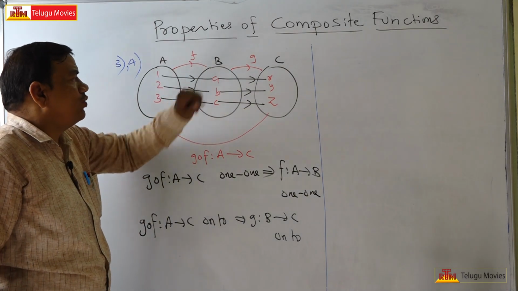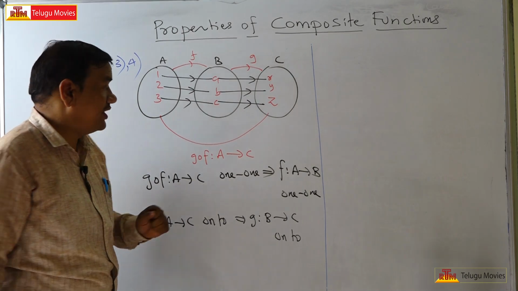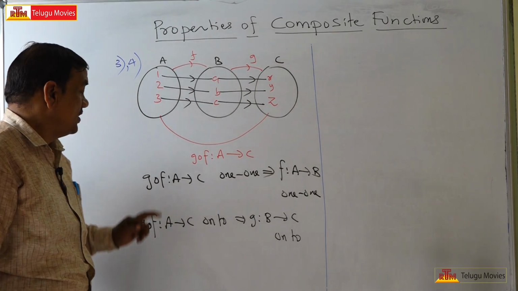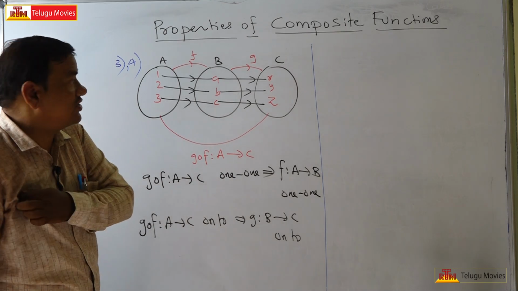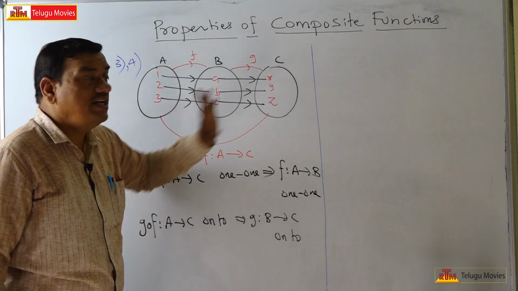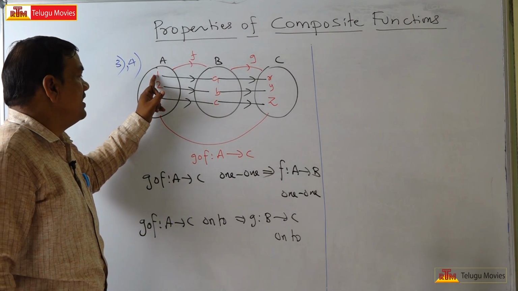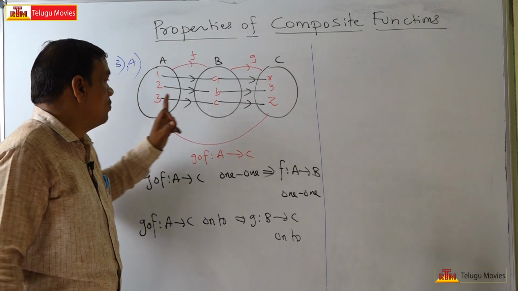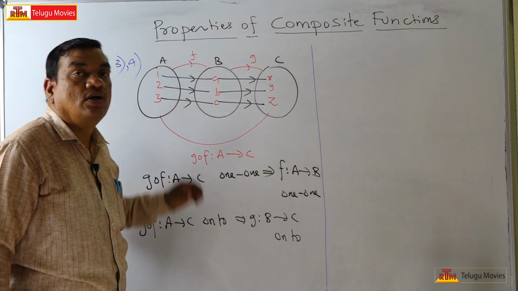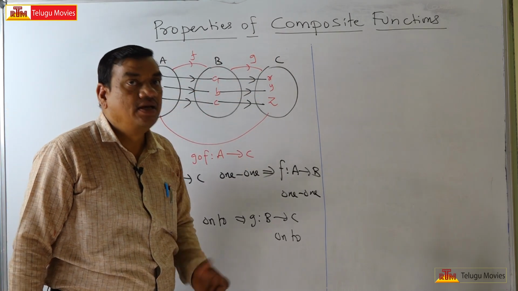Let F from A to B be a function, and G a function from B to C. Then a property is: if G circle F from A to C is a 1-1 function, see here, A to C is a 1-1 function or not? Yes, it is. Why? What is the image of 1? X. What is the image of 2? Y. What is the image of 3? Z. That means no two elements of A have the same image in C.